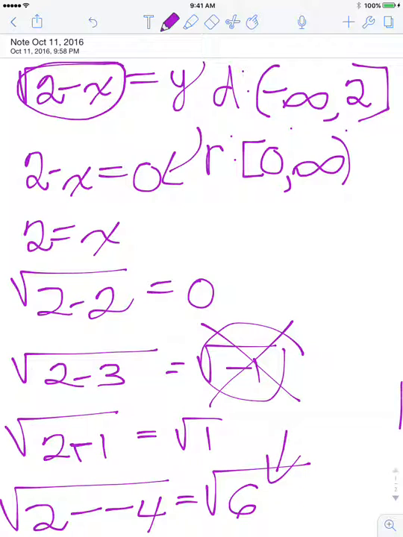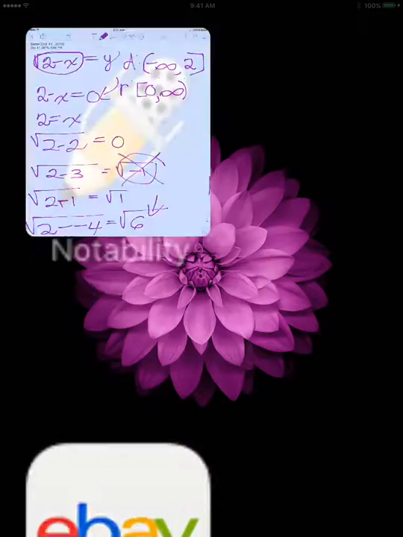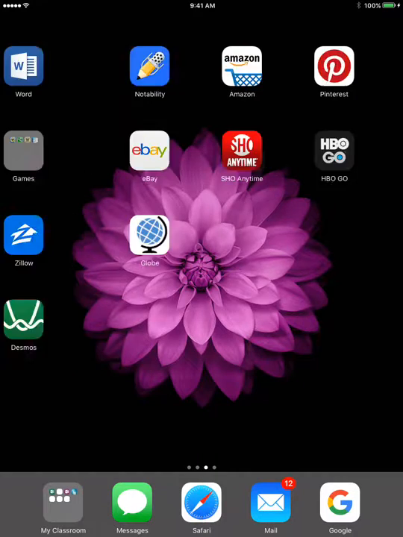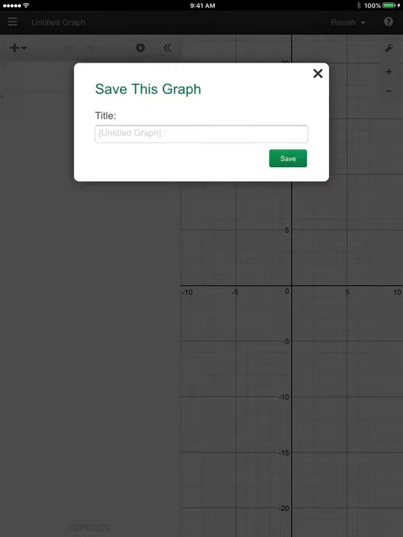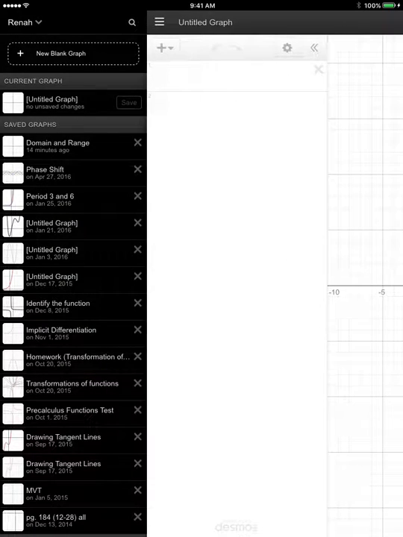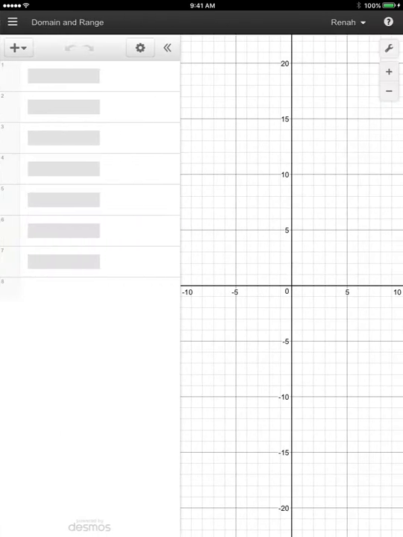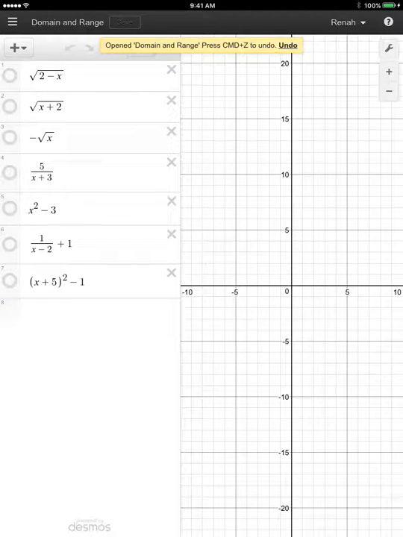And now let's actually look at the graph. I recommend you guys download this app Desmos on your smartphones or use it on your laptops. So let's see, come on, load. Okay, so I think I have this saved. Domain and range, here we go. So here's the first function that we just looked at.